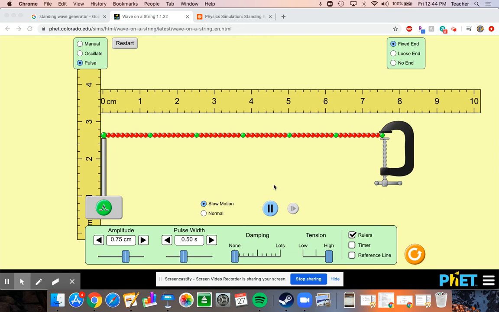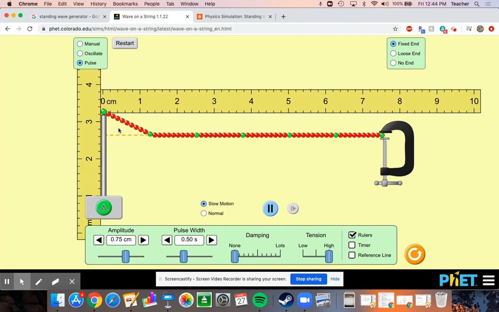Today we're going to talk about some of the phenomena of wave interactions. The first one I want to start with is fixed end reflection. If we take a look here, we have a string, and I'm going to send a single pulse through that string. And I want you to notice what happens when that string reaches a fixed end, a stationary point.